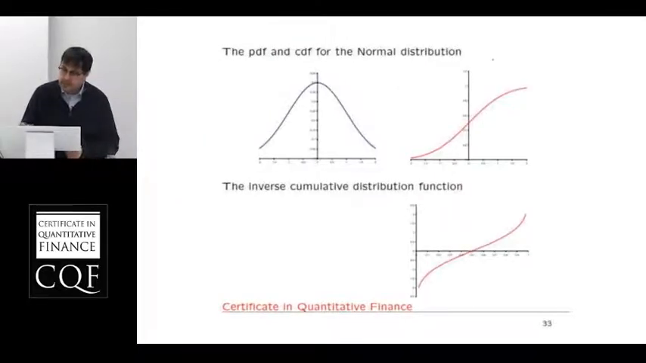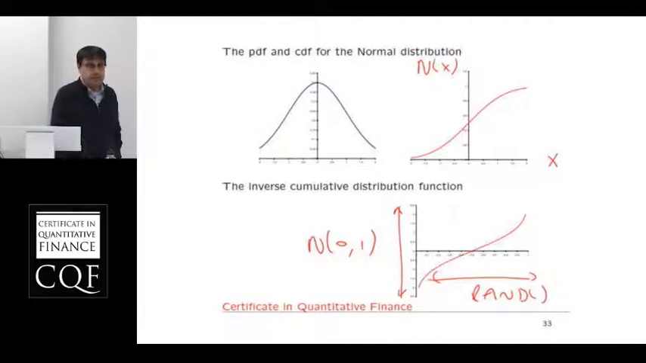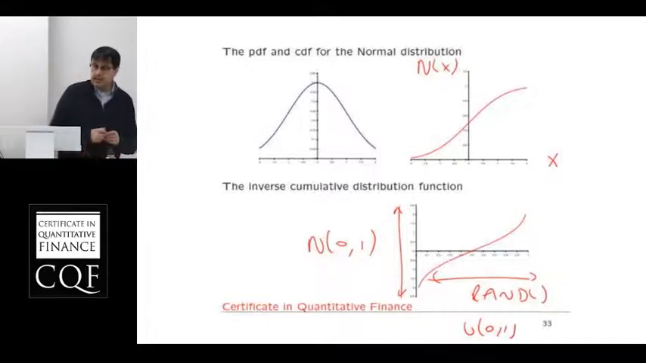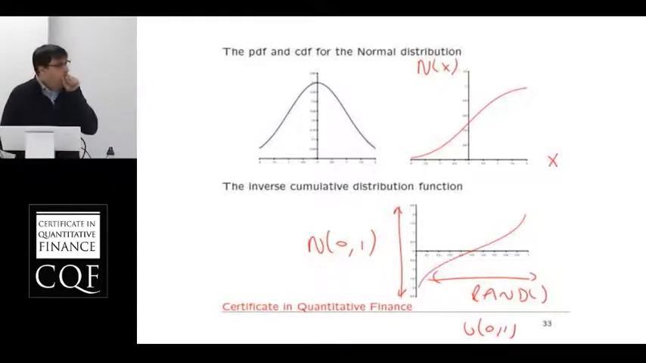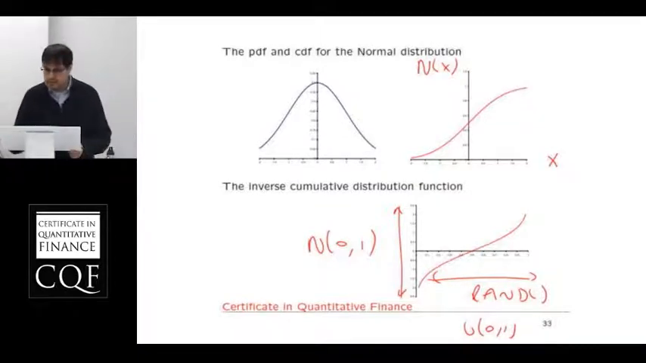Diagrammatically, it's this. Here's n of x, here's x. If you flip this over, what you then end up with is along here, you've got rand, and along here, you've got your n01. That's what the inverse cumulative distribution function is doing. So you pass through u01, which is what rand is, and in return, it'll give you an n01 number. The reason why it's slow is because inverting an integral is slow business.